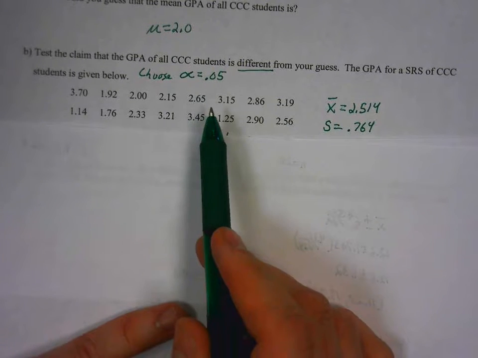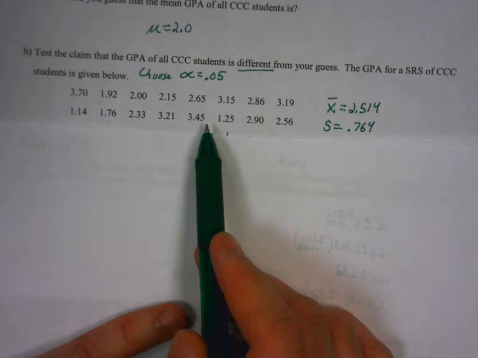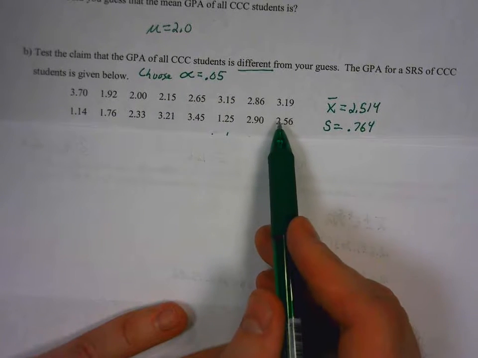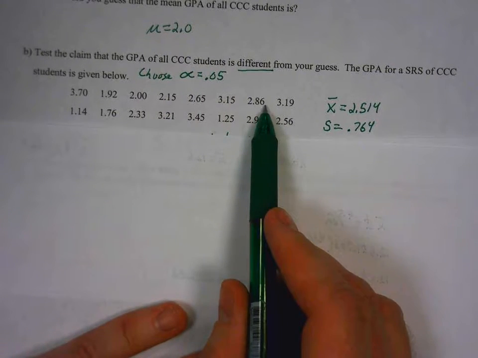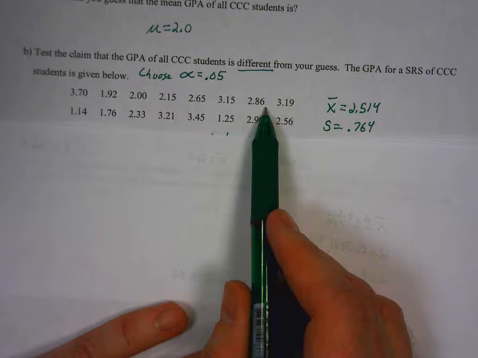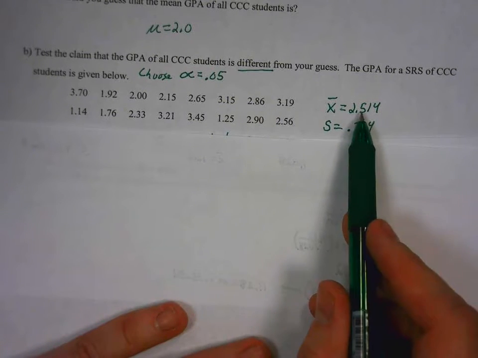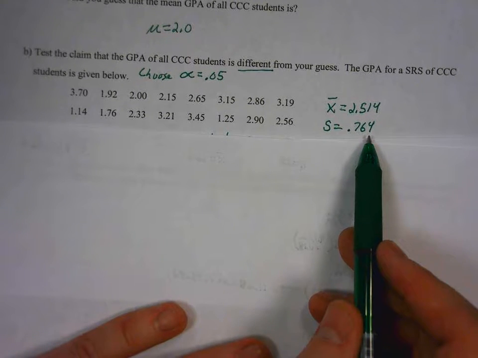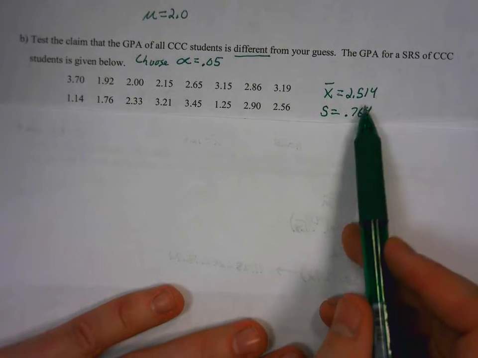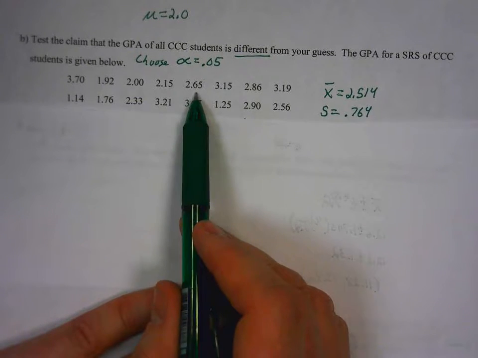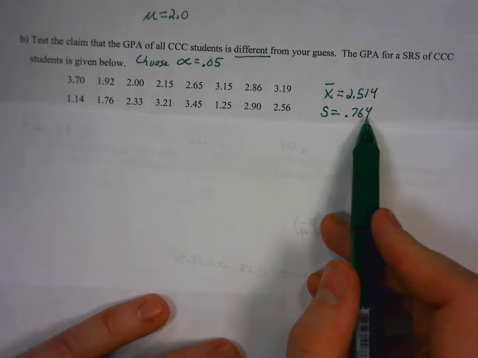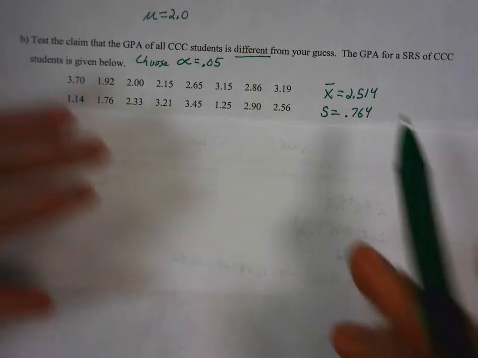Okay, so now we're given a list of data. Calculate the sample mean and sample standard deviation. Again, that's in your 1-Var Stats. So put your values in list 1. Calculate the 1-Var Stats in your calculator. That gives you x bar is 2.514 and a sample standard deviation of 0.764. Now here I'm using more decimal places because GPAs only go from 0 to 4. So that's a pretty compact set of numbers. So I'm going to use, in this case, 3 decimal places.